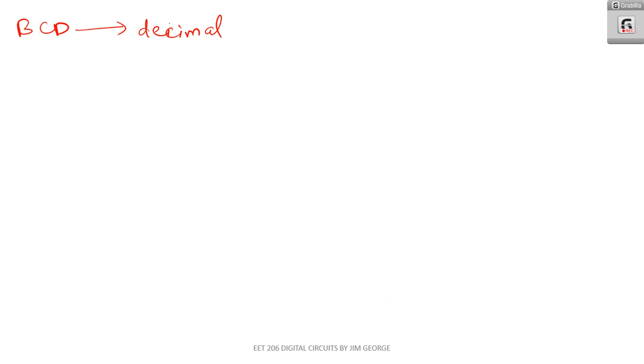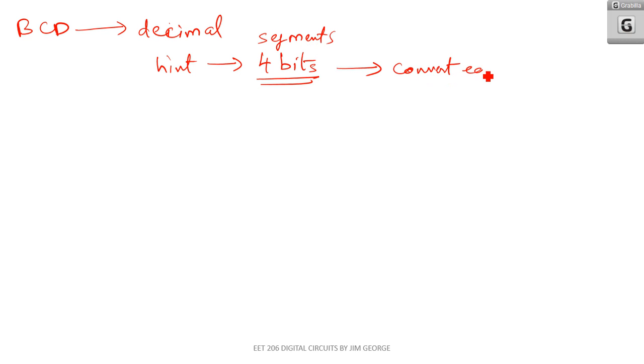Okay. Now, the hint here is, you select bit by bit. You select segments of 4 bits and then convert each segment into decimal values. Example.